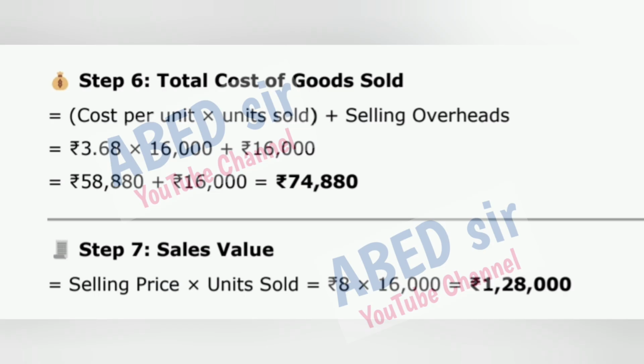Step 7. Sales value equals selling price times units sold, equals 8 rupees times 16,000, equals 1,28,000 rupees.